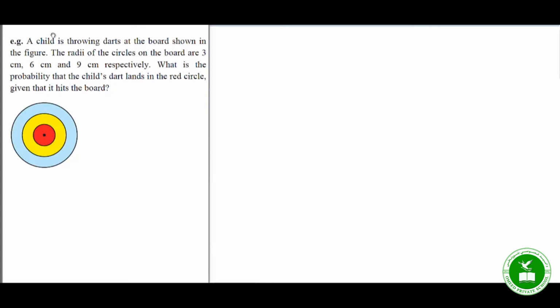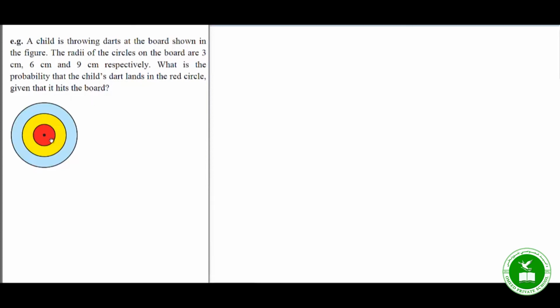In this example, the problem says that a child is throwing darts at the board shown in this figure, as you see here. The radii of the circles on the board are 3, 6, and 9 centimeters respectively. It means the smallest one's radius is 3 centimeters, the middle one is 6 centimeters, and the radius of the large one is 9 centimeters. What's the probability that the child's dart lands in the red circle, given that it hits the board?